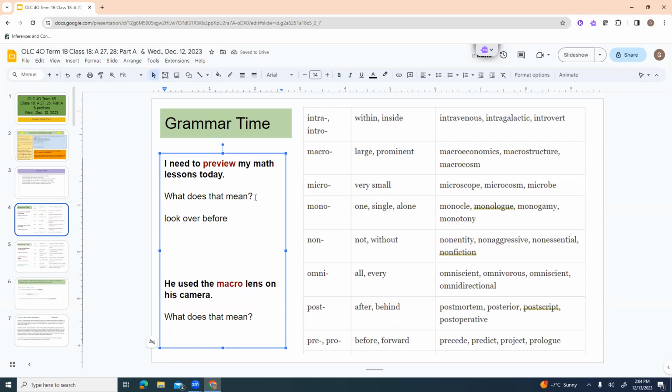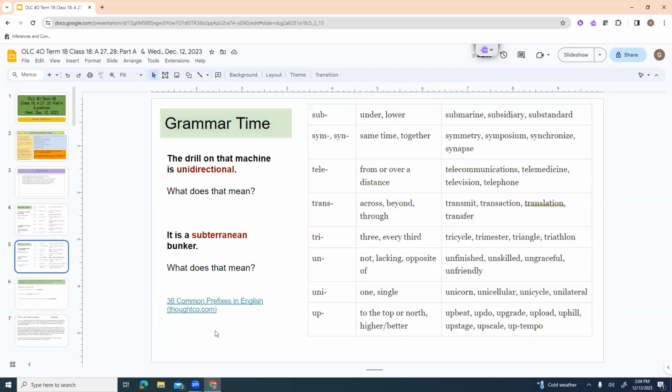He used the macro lens on his camera. Now, that doesn't mean just a lens that is big. It means a lens that will make what you see big, right? It will make small things, small objects, look bigger. So you use a macro lens to take pictures of like bugs and flowers and things like that.